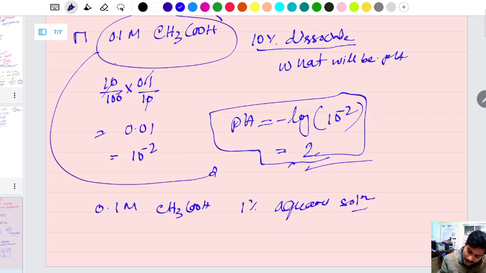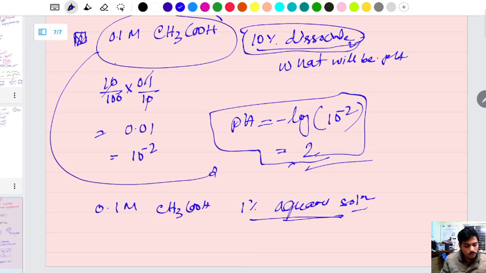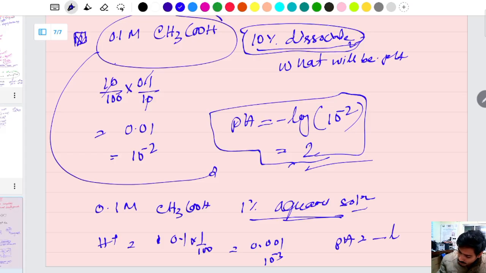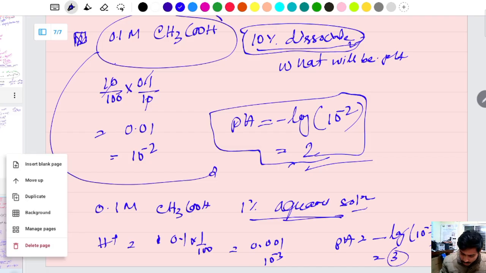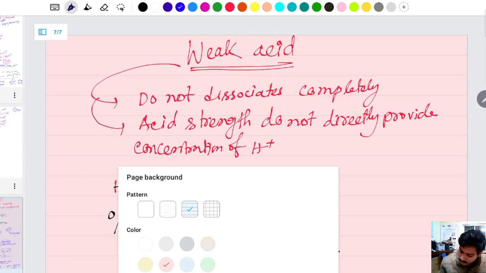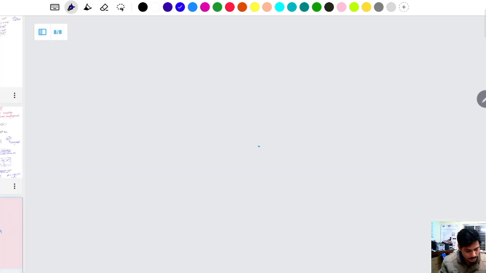and for this math, it's dissociated by 10%, and now it is in the aqueous solution. Like H plus ion equal to 0.01, 1%, it means 1 by 100, like 0.001 or 10 to the power minus 3. Now pH equal to minus log of 10 to the power minus 3, that will be 3. pH will be 3. Hope that you guys can understand this, and okay, take the new page.